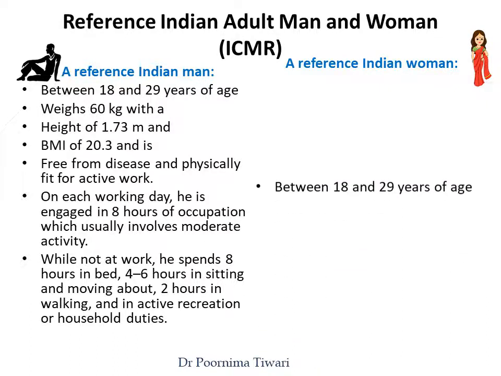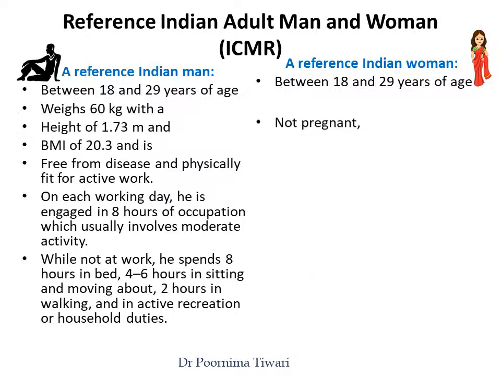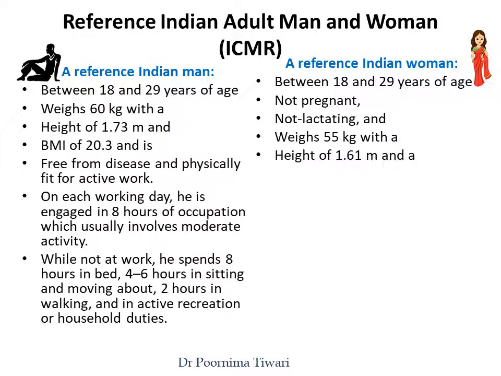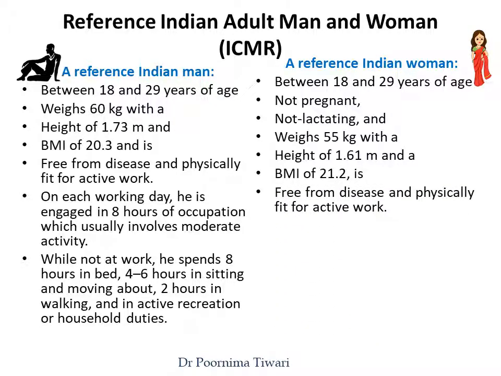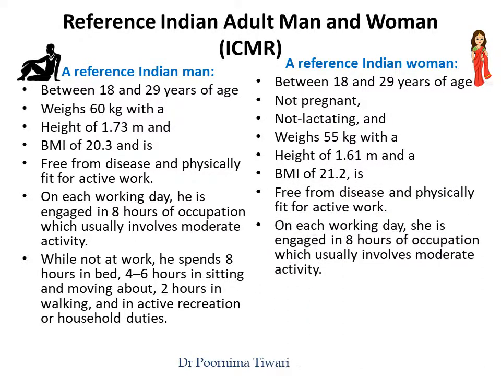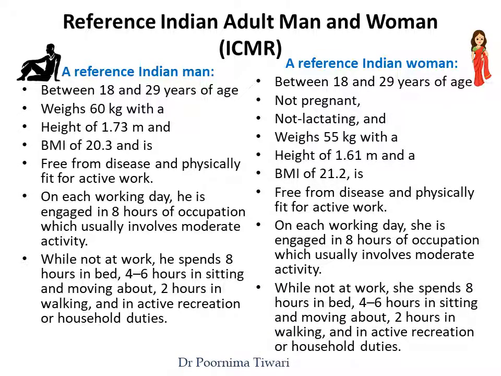A reference Indian woman is again 18 to 29 years of age, not pregnant, not lactating, 55 kg, height of 161 centimeter, BMI of 21.2, is free from disease and physically fit for active work. On a typical working day, she is also engaged in her occupation for 8 hours, which is considered to be moderate activity. When she is not at work, she spends 8 hours in bed, 4 to 6 hours sitting around and moving about, 2 hours of walking, which may be because of going out for walking, doing household duties, or just moving around.